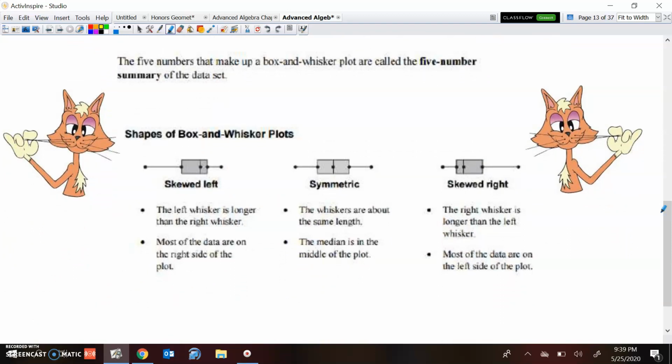Now depending on how the data is displayed, it's going to be considered one of 3 different things. Symmetric is most easy to understand, and that's whenever, if you look at symmetric right here in the middle, it looks like everything is balanced. Okay, so the whiskers are about the same length, and the median is about the middle of the plot. So that's a symmetric one.